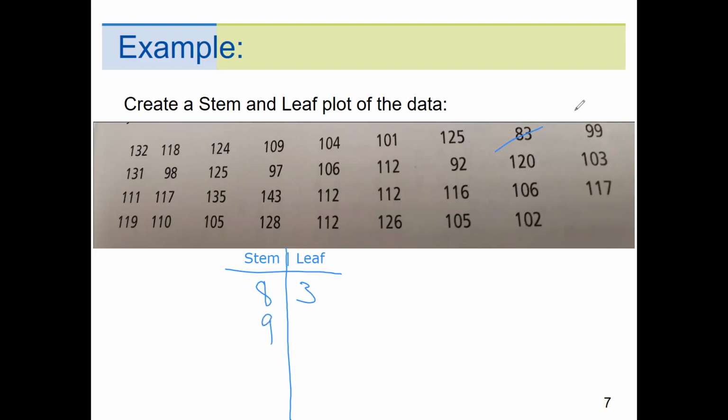Then I got the 90s. I can see I got a 92. I hope I don't miss any, but I probably will. A 97 looks like it's next. A 98 I see. A 99. Okay, I think I got all the 90s.